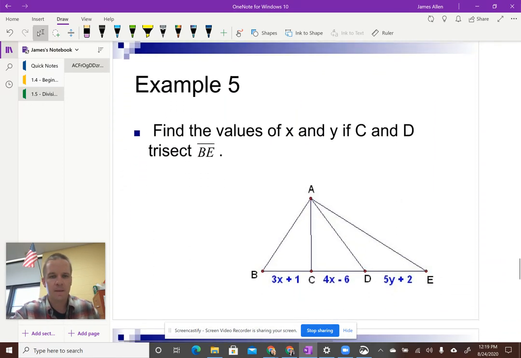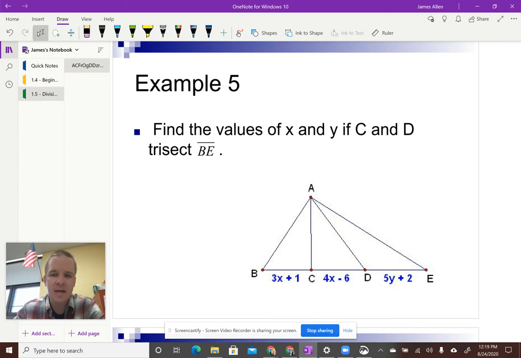All righty. Number 5 here. It says points C and D trisect BE. So we want to find the values of x and y. Well, sometimes when we have two variables, we end up having to use a system, but perhaps we don't have to here. Since I know that all 3 of these are congruent, why don't I just take the ones with x's and set them equal to each other? Trisect means that it splits it into 3 congruent segments.